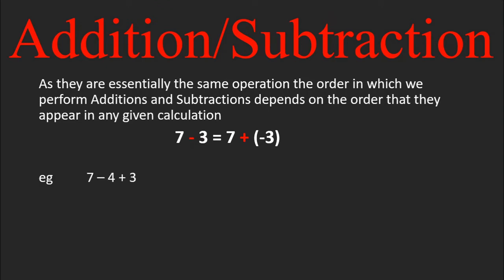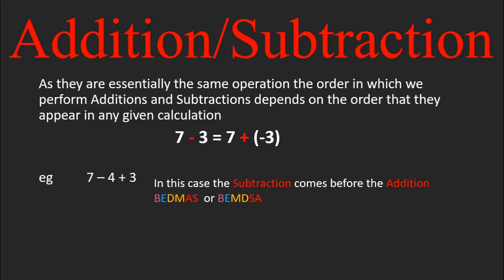So let's see another example. 7 minus 4 plus 3. Here I see the subtraction before the addition. So thinking about BEDMAS, I could actually consider this as BEMS. Oh, it's difficult to say. So we say BEDMAS, although in this case the subtraction is going to come first. So 7 minus 4, that's 3. So we're going to do 3 plus the 3, which is 6.